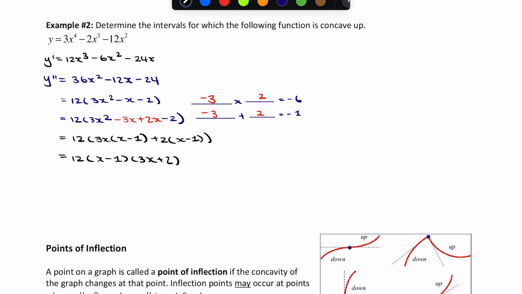So here, what we can see is that y double prime, or the second derivative, is equal to 0 when x is equal to either 1 or x is equal to -2/3. And here, we see that y double prime is never undefined.